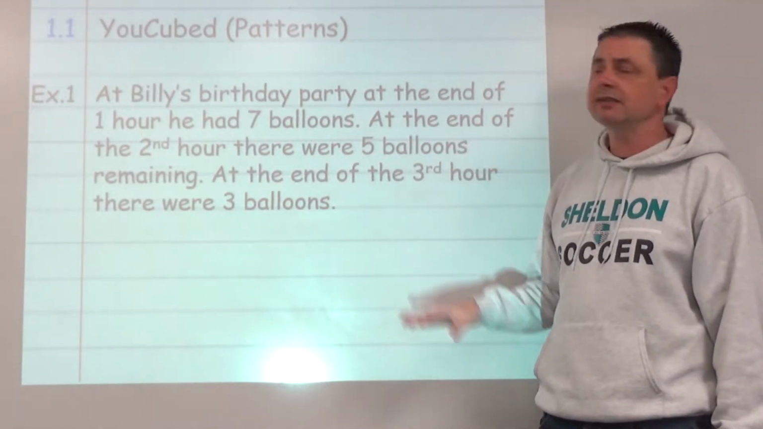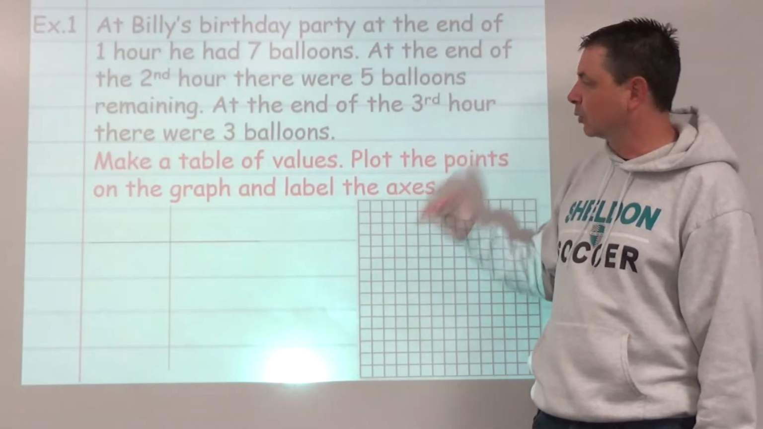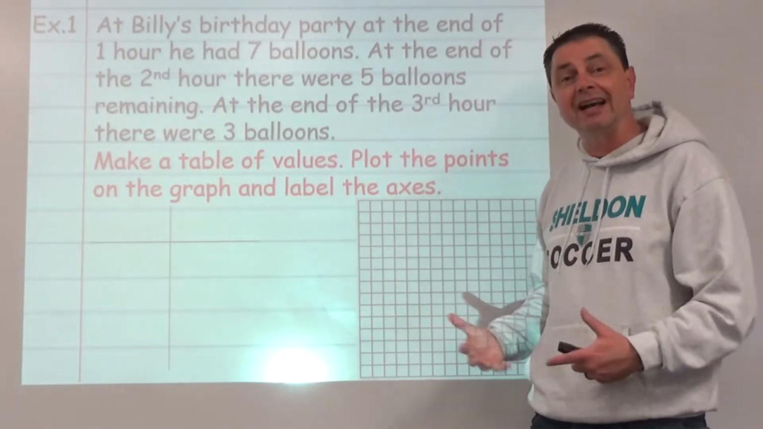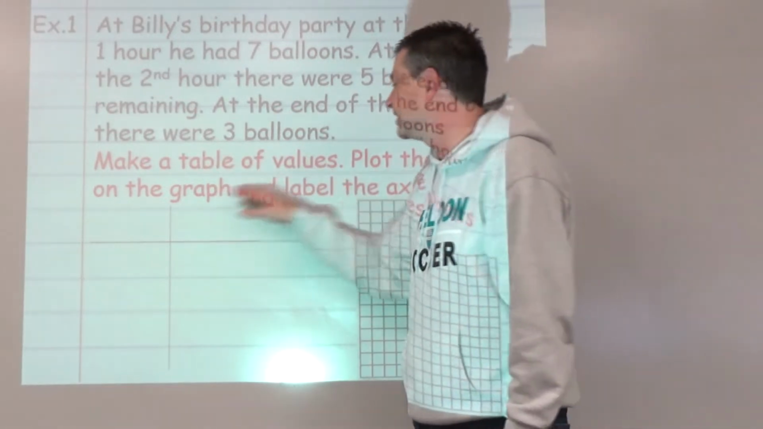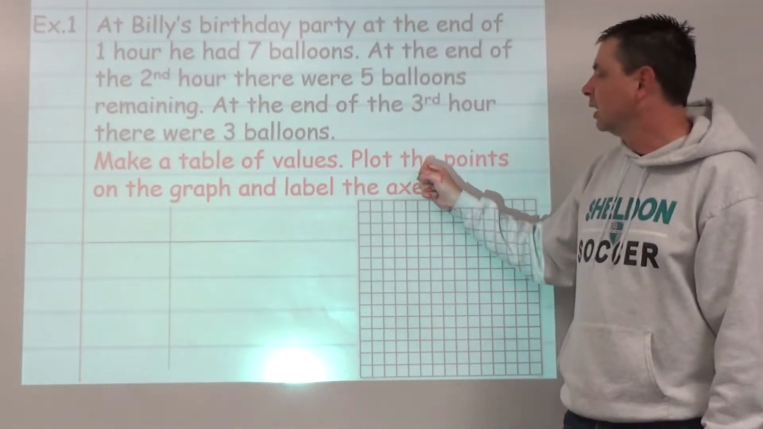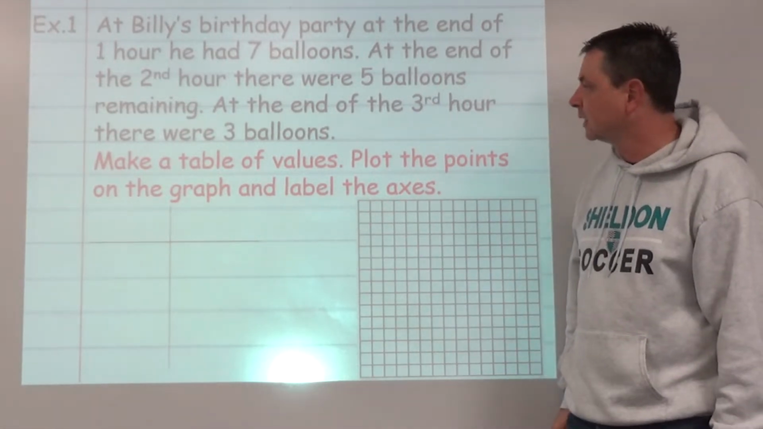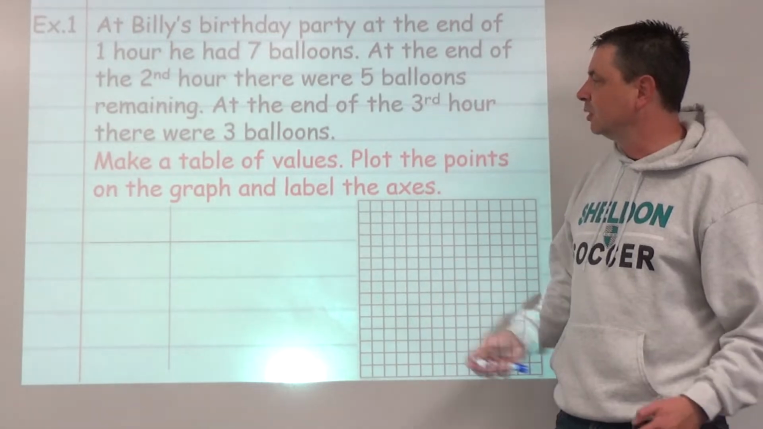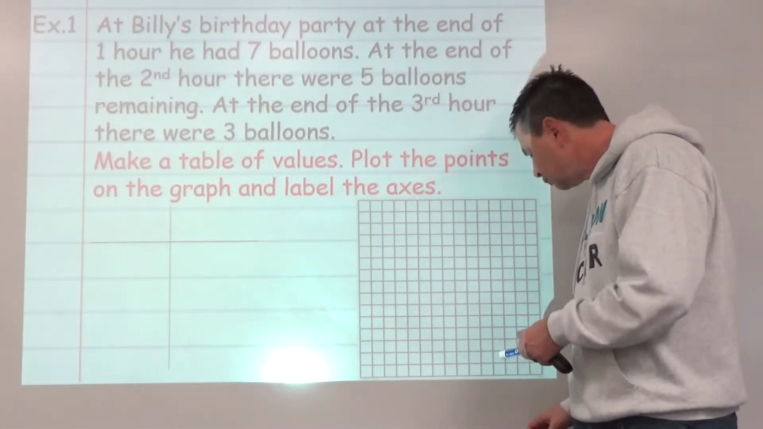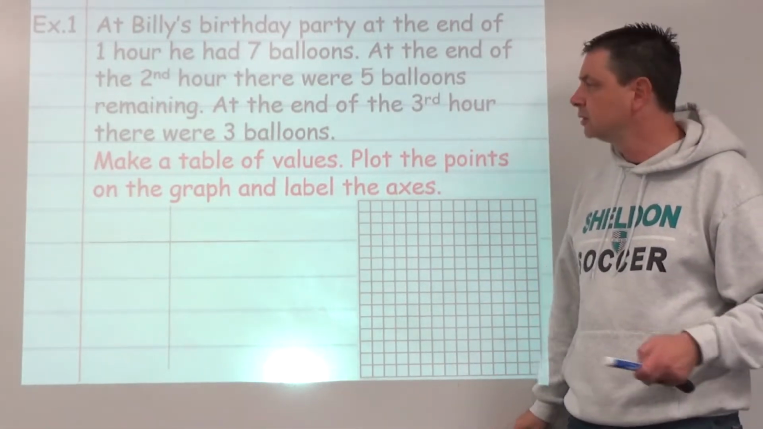So we're going to use this. Here's our problem. And we're going to do some things to organize some of the information there. First of all, we're going to make a table of values. From that, we're going to then plot the points to go with that. So to make the table of values, we're going to need to have some titles.